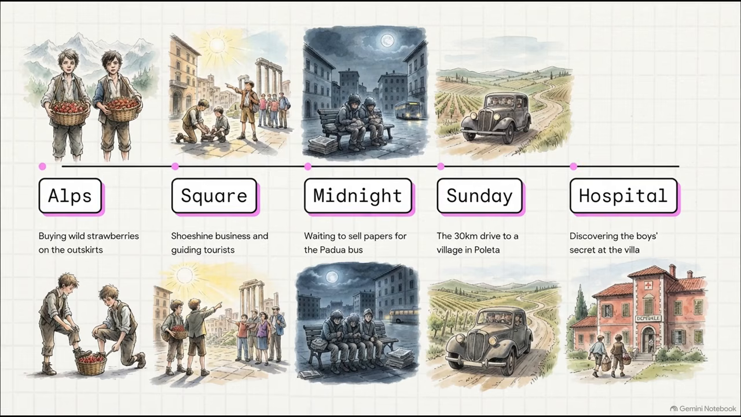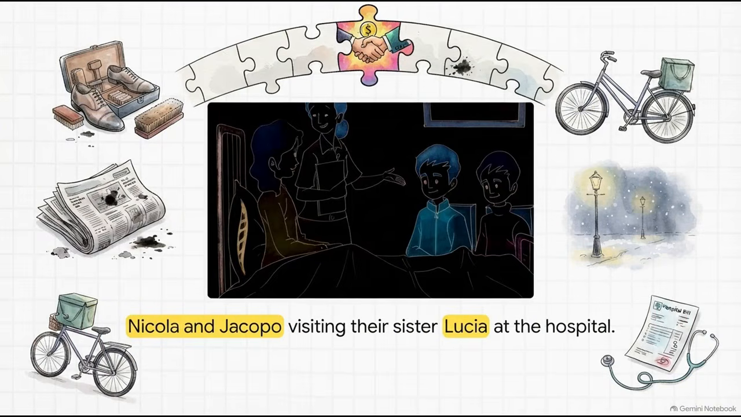Later on, he finds them freezing at midnight in the deserted square, literally fighting off sleep just to sell off their remaining newspapers to the Padua bus passengers. And finally, this relentless, exhausting hustle culminates in a 30-kilometer Sunday drive to Poletic. But, plot twist, instead of a tourist spot, they pull up to a large red-roof villa that turns out to be a hospital. And wow, this moment brilliantly illustrates the why behind everything these boys have been doing.